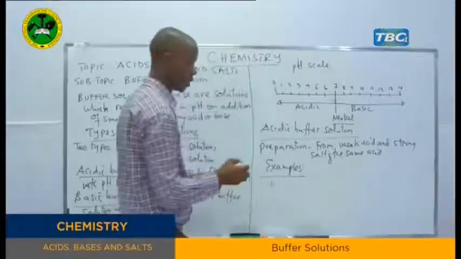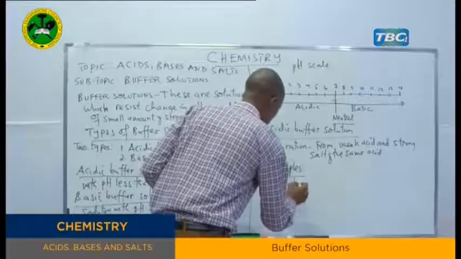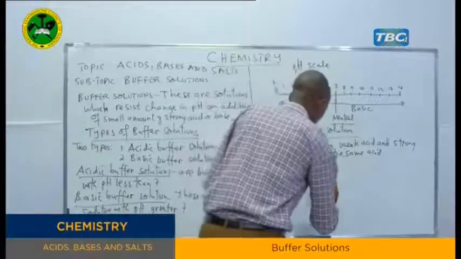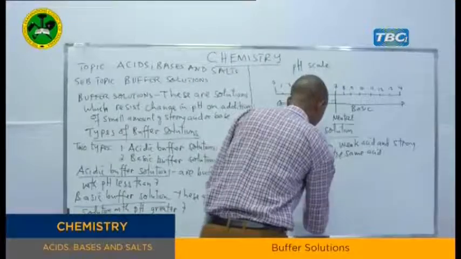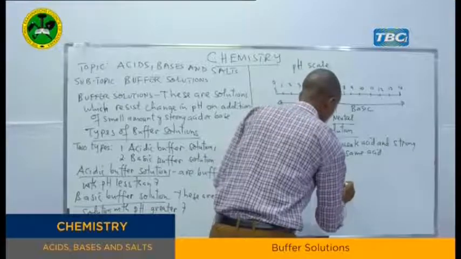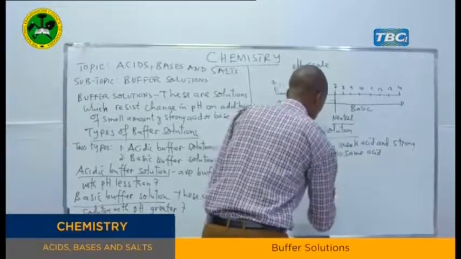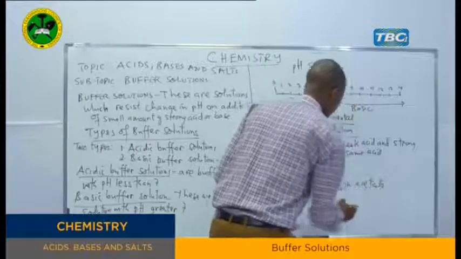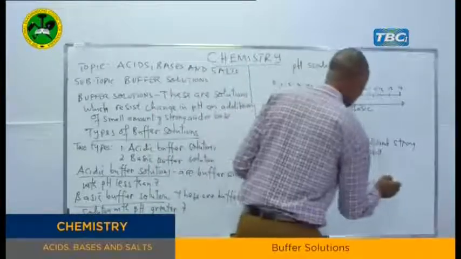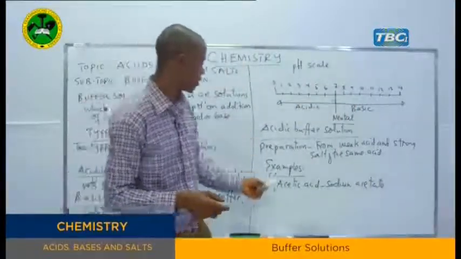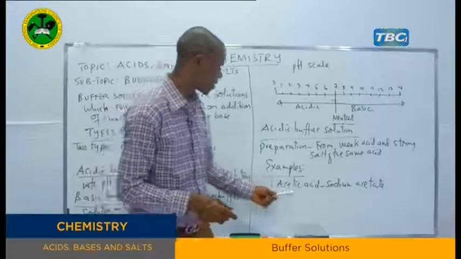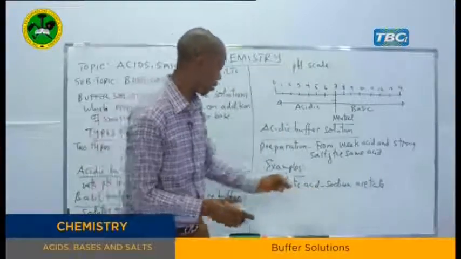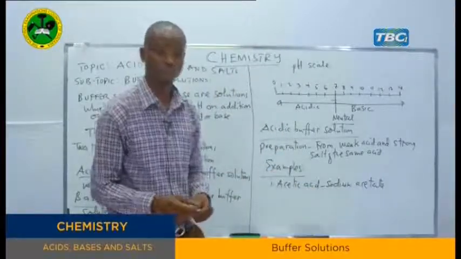Number one, acetic acid mixed with sodium acetate. This one is an example of the acidic buffer solution. So you can see acetic acid is weak, but sodium acetate, which is the strong salt of this acid, when mixed together, they make acidic buffer solution.